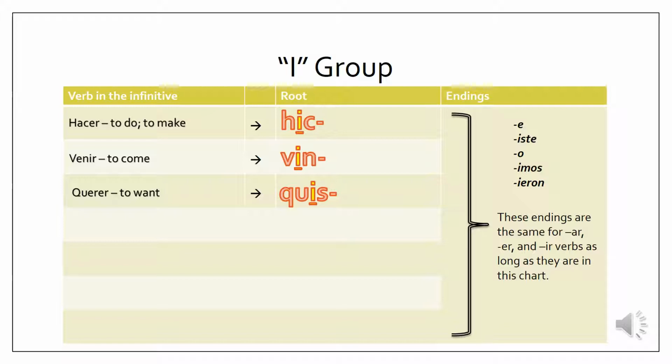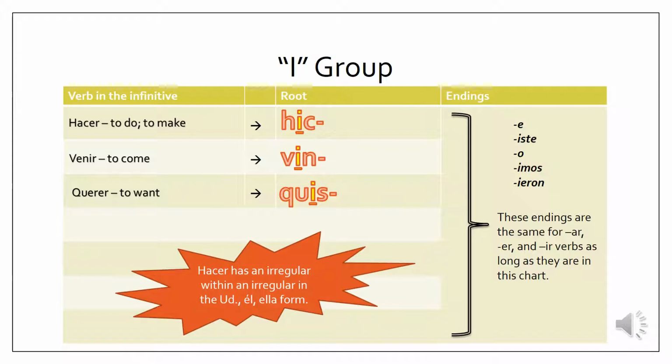Now, hacer has an irregular within an irregular. So it is in the I group, so it has that I change. But then when you see the usted, él, and ella form of the verb, it's going to have another change. The C is going to change to a Z, and we'll look at that on the next slide.